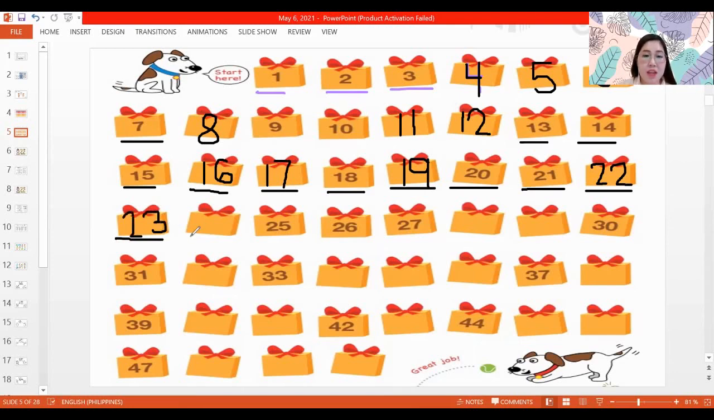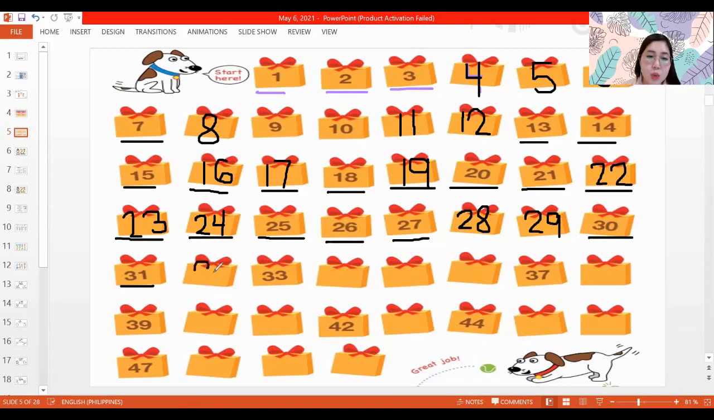23. After 23, 22, 23, 24. That's 2 and 4. Okay, let's continue. 24, 25, 26, 27, 28. That's 2 and 8. 28, 29. 2 and 9 together for 29. Let's continue counting. 28, 29, 30, 31, 32. That's 3 and 2. 33, 34 is 3 and 4. Very good.